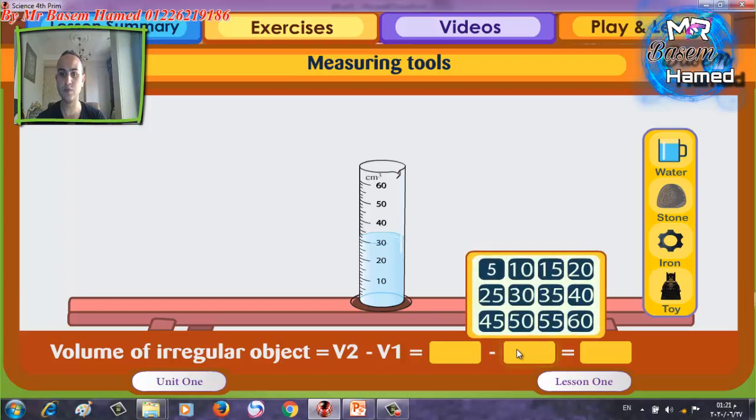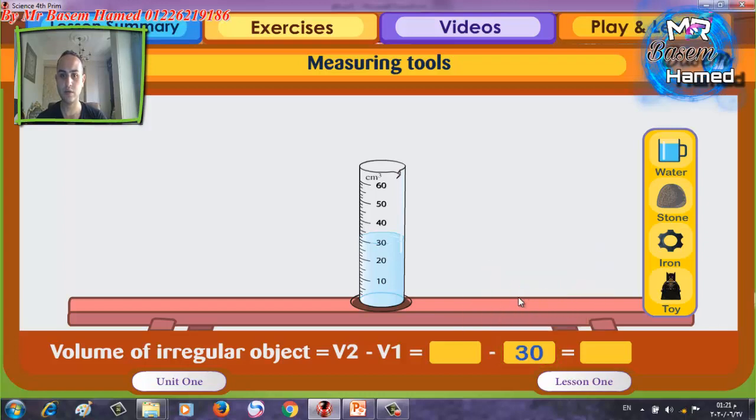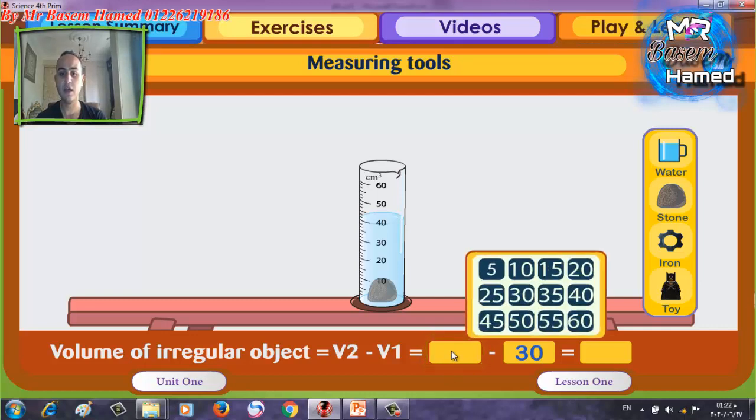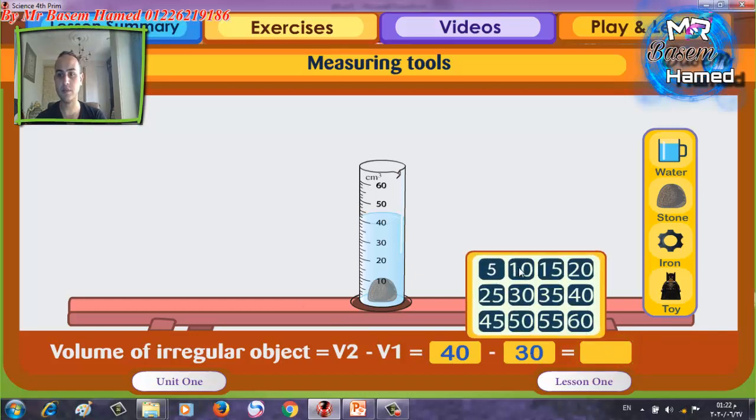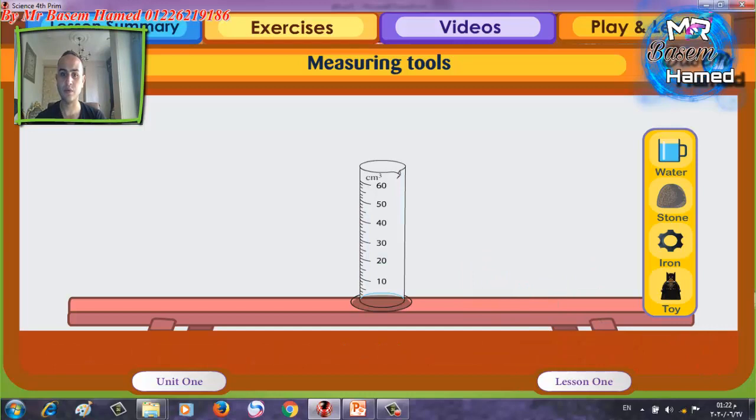Okay, let's measure the volume of this stone. The water level raised up to 40. So V2 equals 40. So the volume of this object, this stone here, equals V2 minus V1, 40 minus 30 equals 10 cubic centimeters. Great. Okay, let's measure the volume of another object.